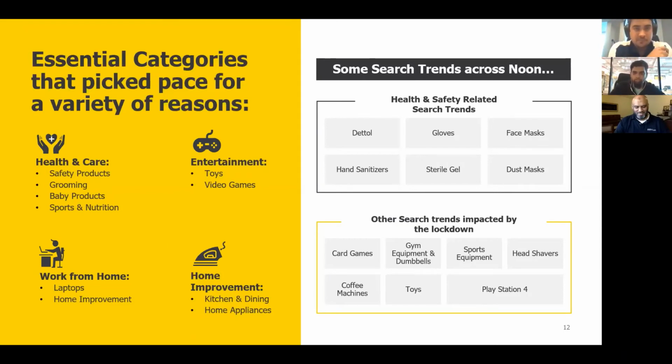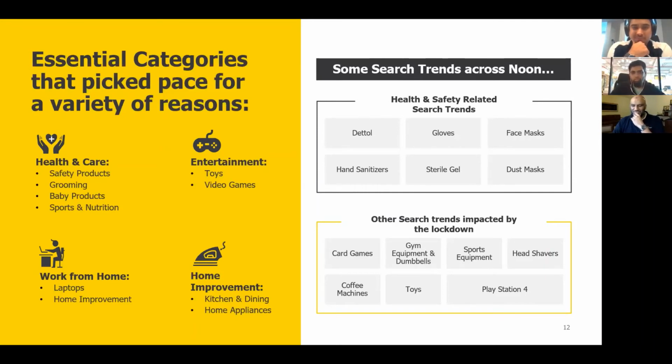Cool. So I'll move away from the kids topic, and on the right there is more of a search trends, just more of information sharing with you all, which were the highest searched keywords. Dettol, gloves, face mask, hand sanitizers. These were the highest searched, and then the other search trends, what people were looking for. Again, reflecting the categories on the left, but we are just sharing here the keywords that people were using, whether it's card games, coffee machines, head shavers. Again, head shavers, that's also sentiment, right?